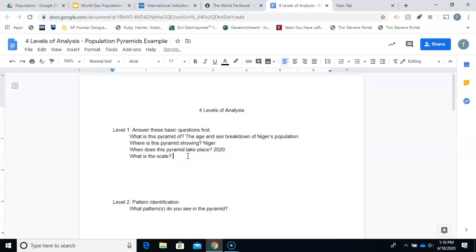So the scale of this is the country. Now, if we wanted to look at a particular city in Niger or a subregion, we could do that probably, but for our purposes today, we're just looking at the country. All right, so that's our first level, very basic. And we don't need to go much deeper than that. We just want to get a basic idea of what's going on.